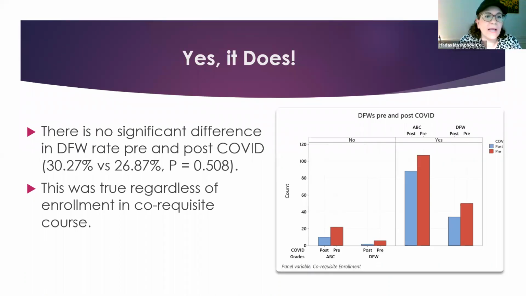The other thing that I looked at was the percentage of DFWs in the main course, in either college algebra or statistics, or another course that we're phasing out, which is application of college math or mathematical reasoning. And over there as well, there was no significant difference. You can see the numbers here, but there was no significant difference in their percentage of DFW pre and post COVID. And again, this was regardless of enrollment in the Corequisite.